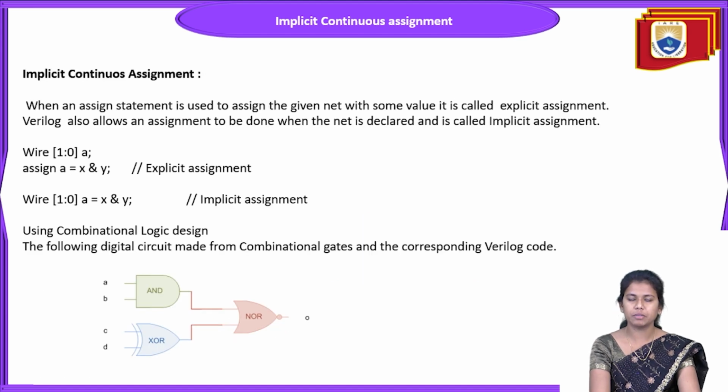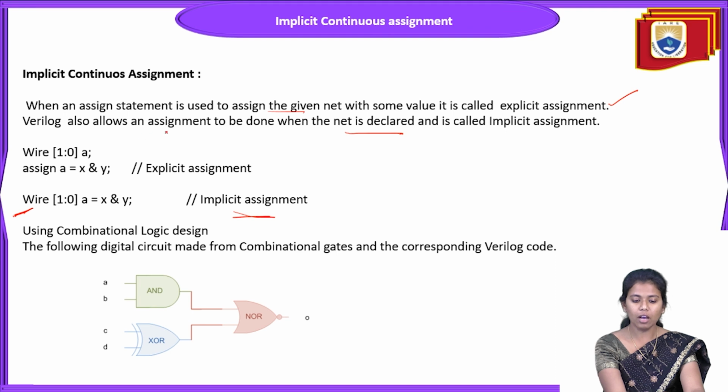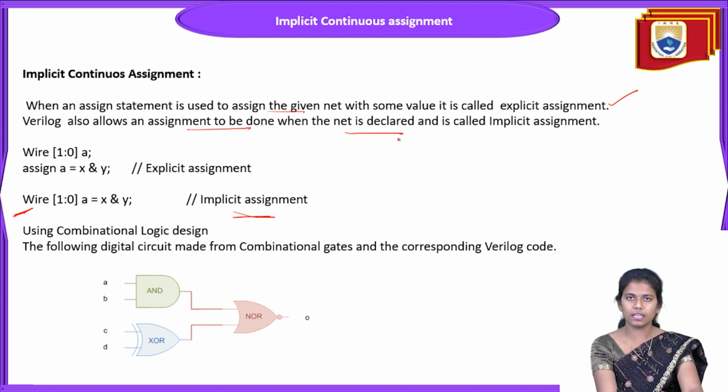Okay, coming to the continuous assignment statement: the implicit continuous assignment statement, and the one used to assign the net a value, which is called explicit. Here you can see the two differences, implicit and explicit. What is implicit? In this particular example, a wire with a delay of 1:0, A is equal to X and Y. This is implicit: the net is declared and Verilog allows an assignment to be done when the net is declared. Here the net is declared already, so we call this implicit.